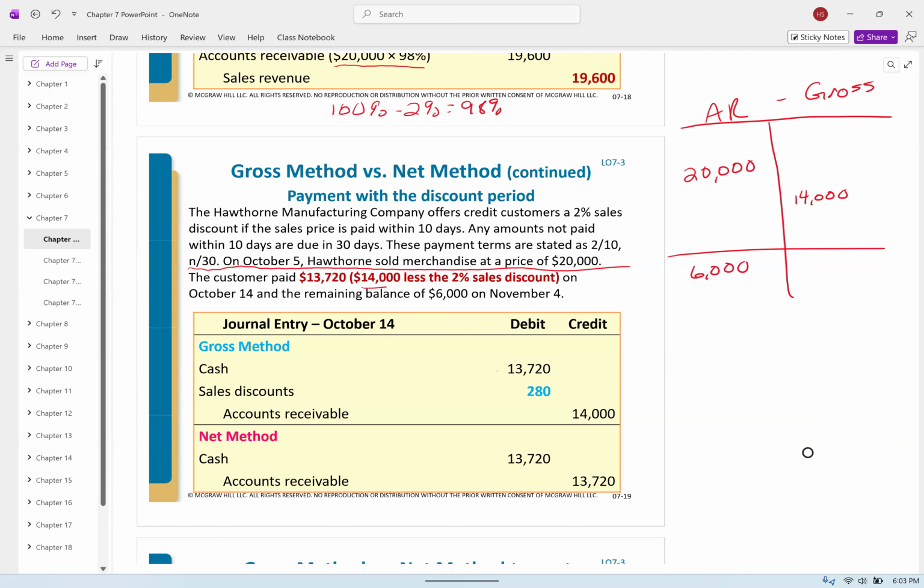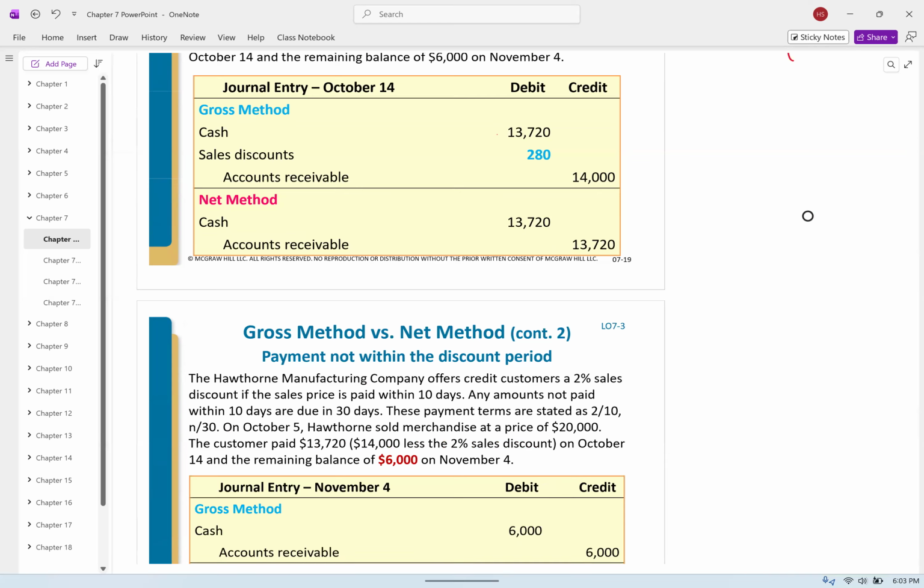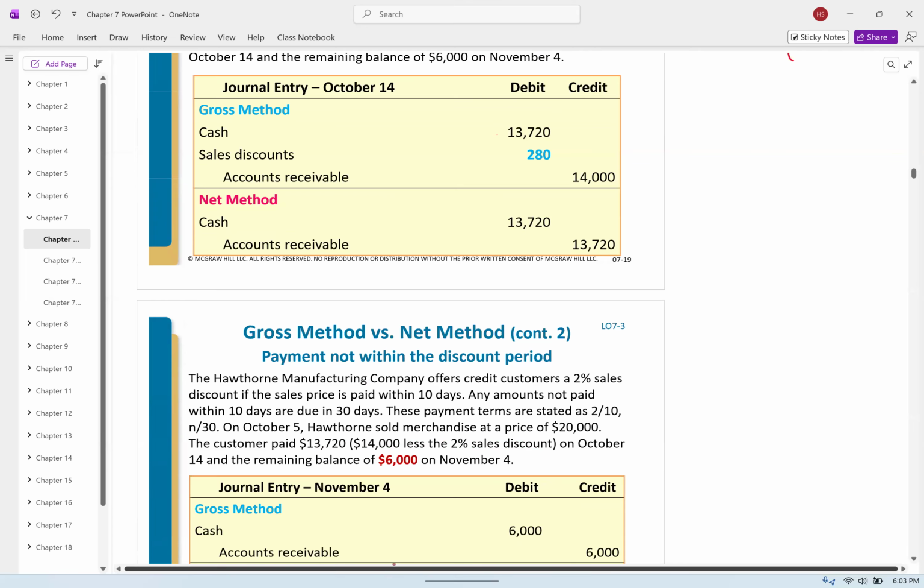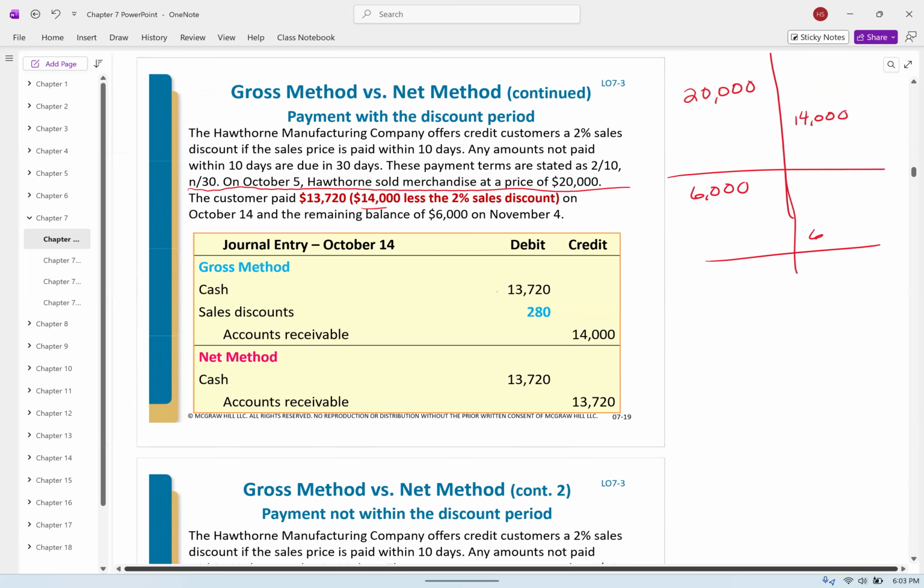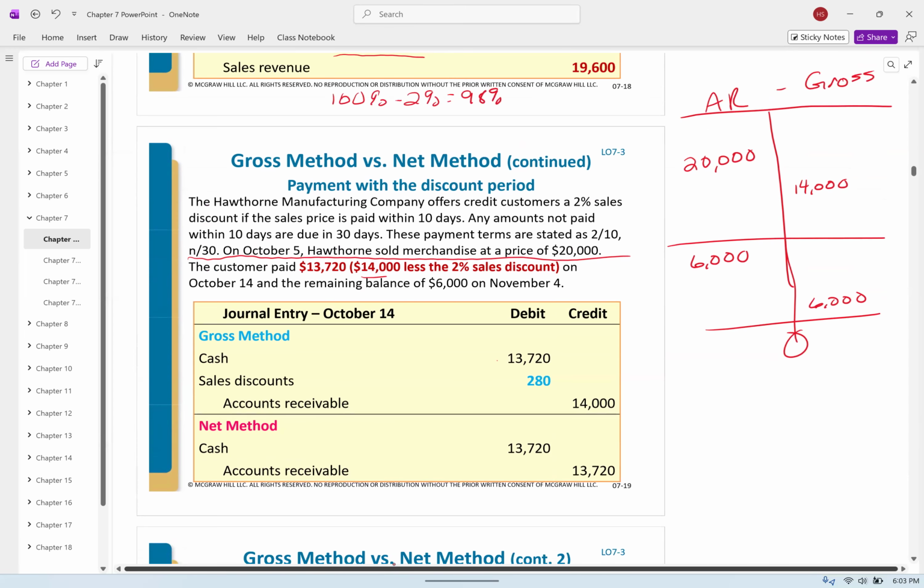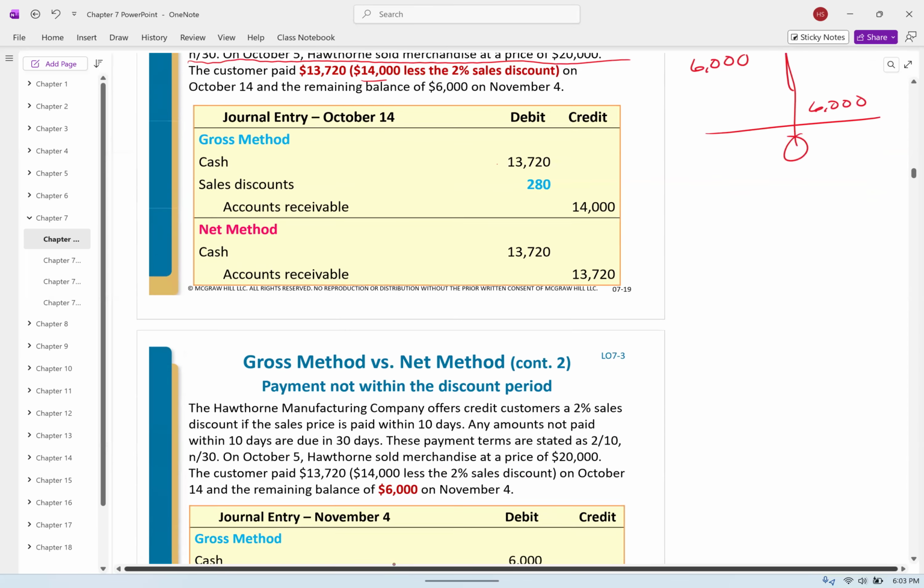Why don't we just go do the gross method really quick on the other 6,000? So November 4th, they come down and they pay us the other 6,000. We debit cash and we credit accounts receivable for the 6,000. So you can see now my receivable under gross has gone down to 0. Now let's do the accounts receivable with the net method.